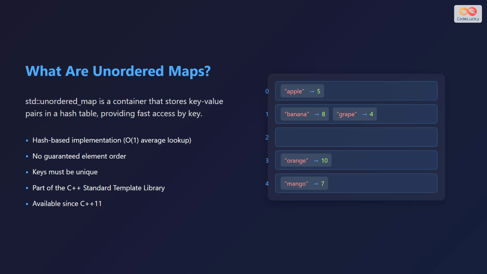In this diagram, you can see how key-value pairs are stored. For example, the key apple points to the value 5, banana points to the value 8, and so on. Each key is unique and maps to a specific value.